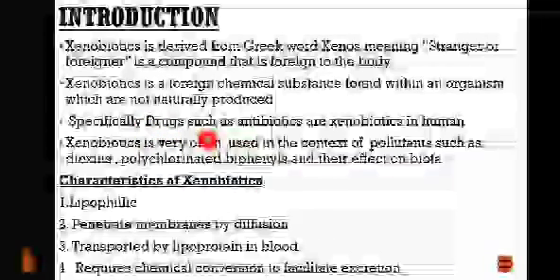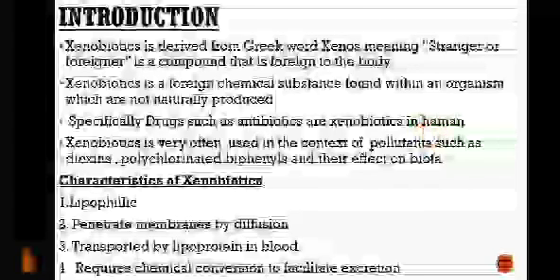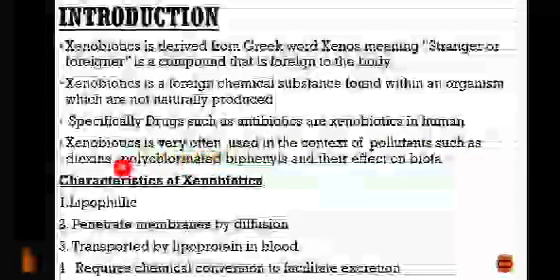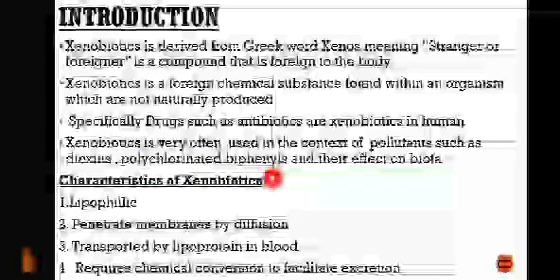Specifically, drugs such as antibiotics are xenobiotics in humans because the human does not produce them itself, nor are they part of a normal food. The term xenobiotics is very often used in the context of pollutants such as dioxin, polychlorinated biphenyls, and their effect on biota. Xenobiotics are understood as substances foreign to an entire biological system, that is, artificial substances which did not exist in nature before their synthesis by humans.